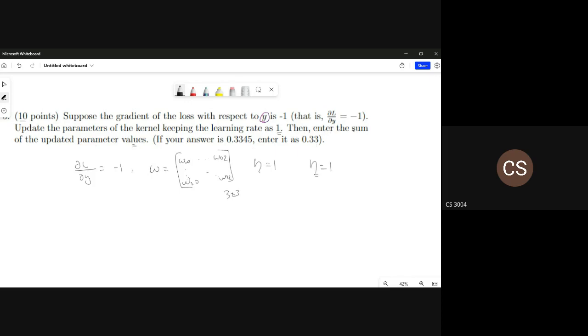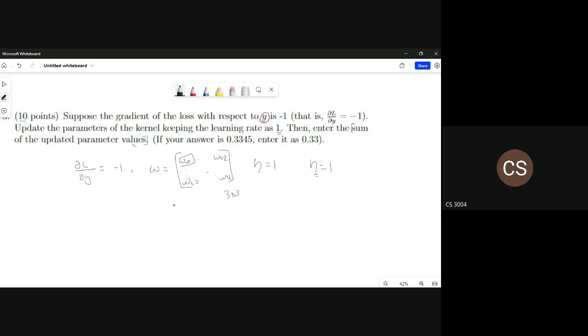Okay, so this is what I typically did in the previous terms. But now, instead of asking you to update the parameters and enter the sum, I may just ask you a single element. For example: what is the value of w00 after a single iteration?